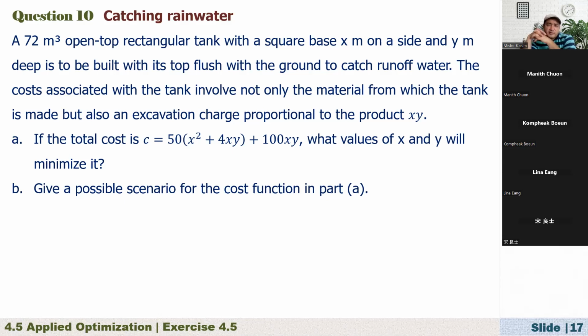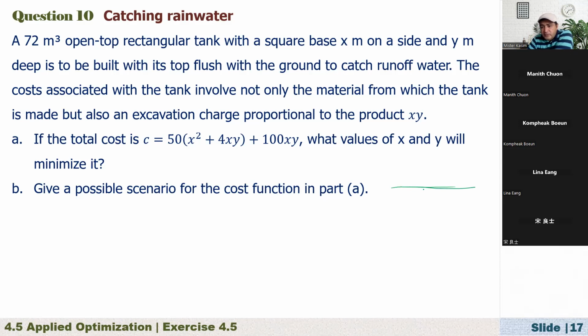The cost associated with the tank involves not only the material from which the tank is made, but also an excavation charge proportional to the product xy. If the total cost is C equals 50x squared plus 4xy plus 100xy, what values of x and y will minimize it? So we are talking about, maybe that's our ground, right?